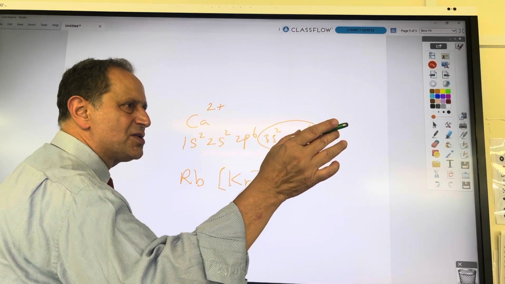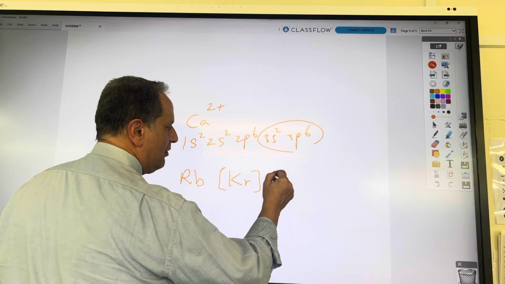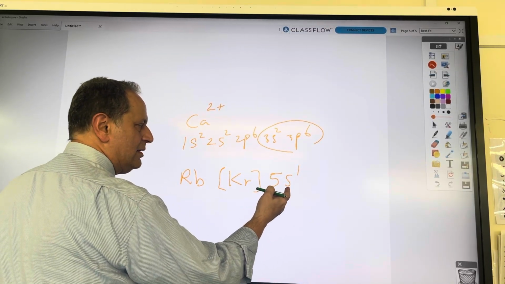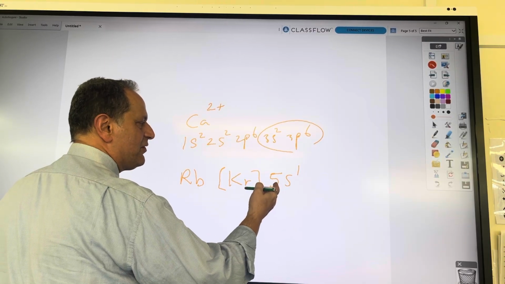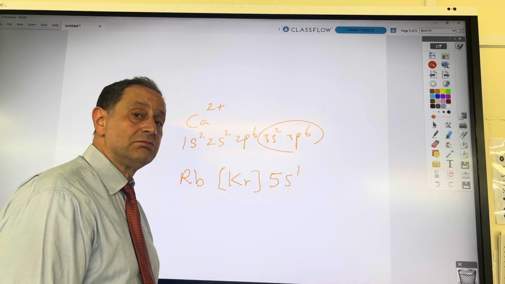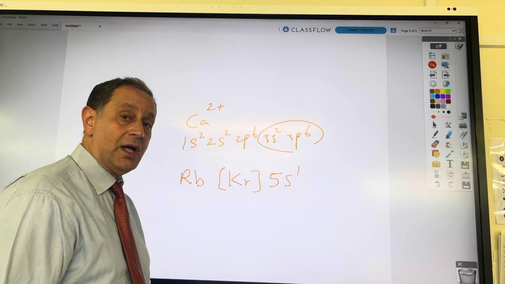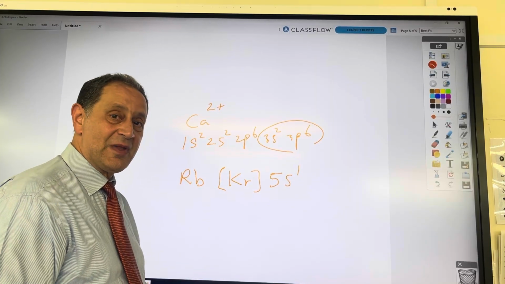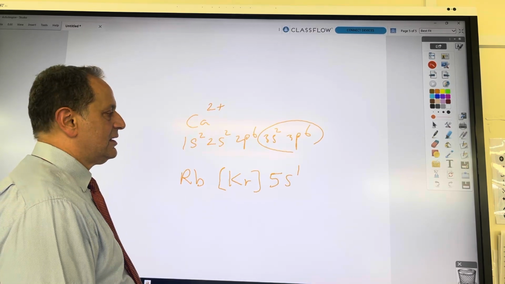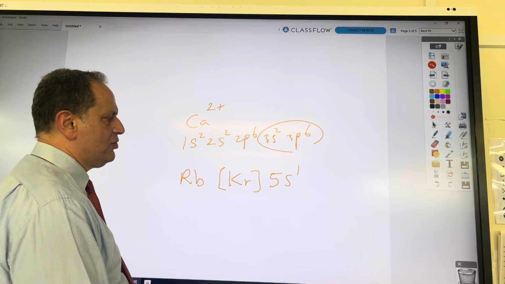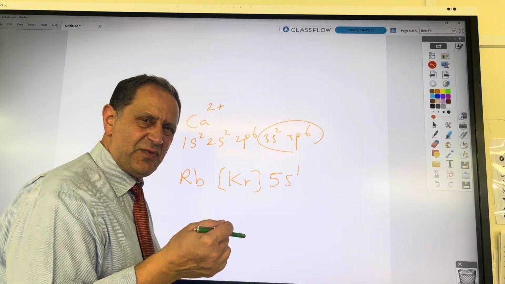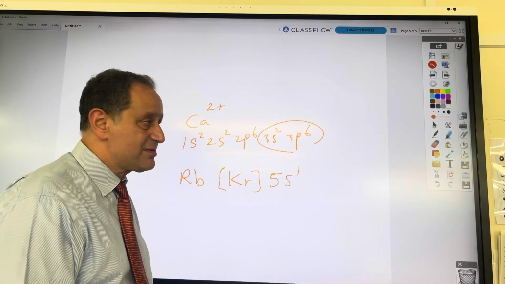So rubidium is krypton and then 5s1, because it is in the 5th period and it's in group 1. So it's got 1 electron in the outer shell and it's in the 5th period. You can write rubidium as krypton, 5s1. It's called the Aufbau principle, or the shorthand version of electronic configuration. You would be correct to write the full electronic configuration as well. But for the simple elements, for the ones with only 10 or 12 or 15 electrons, you just write it out in full.